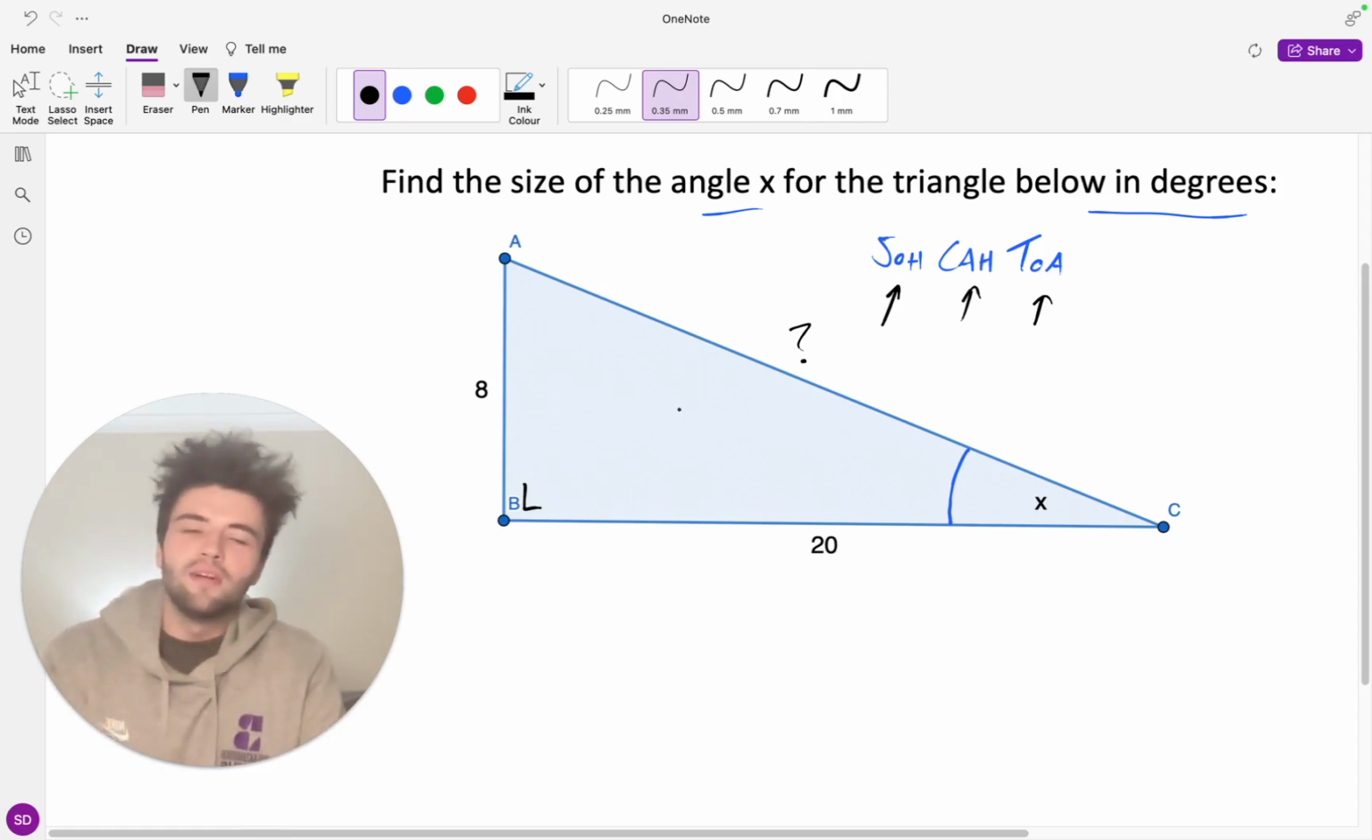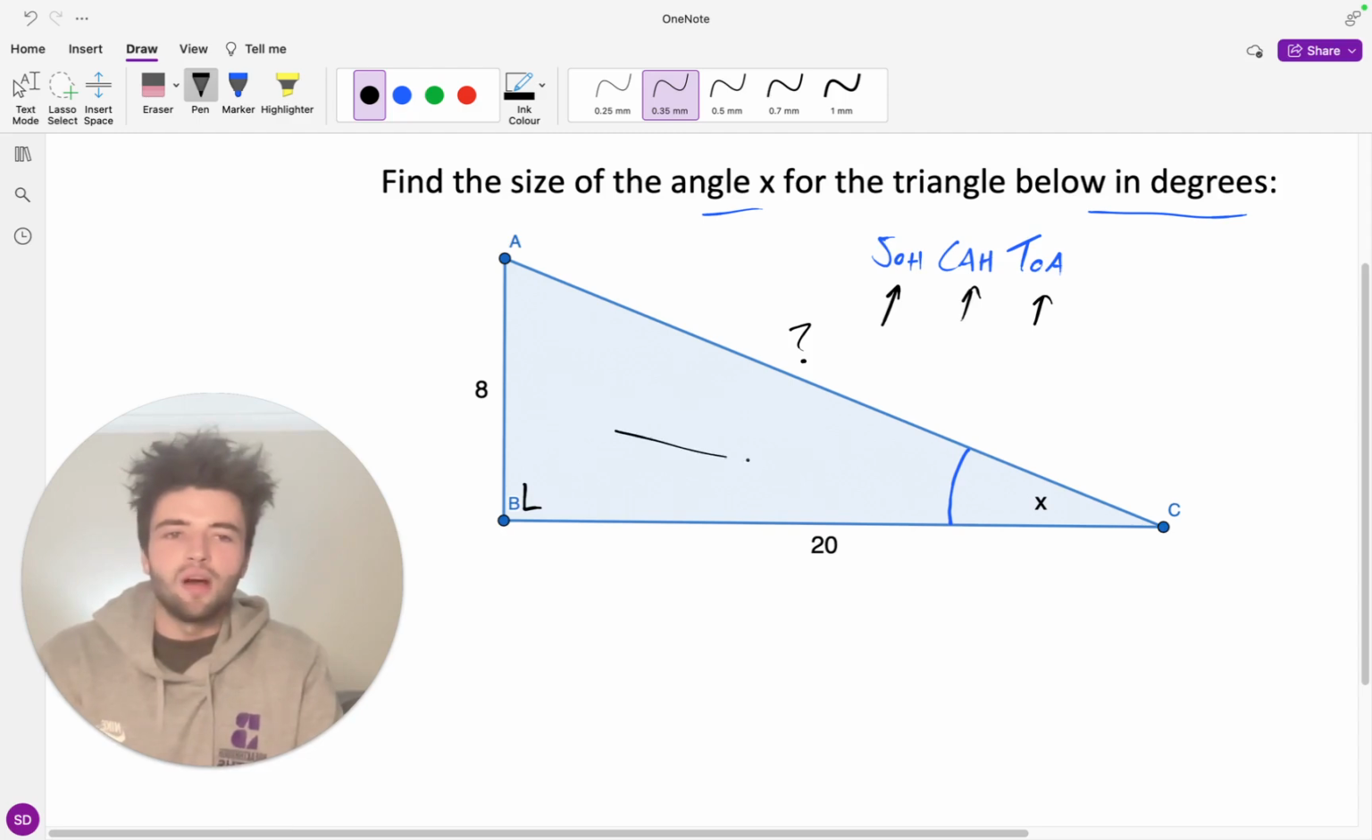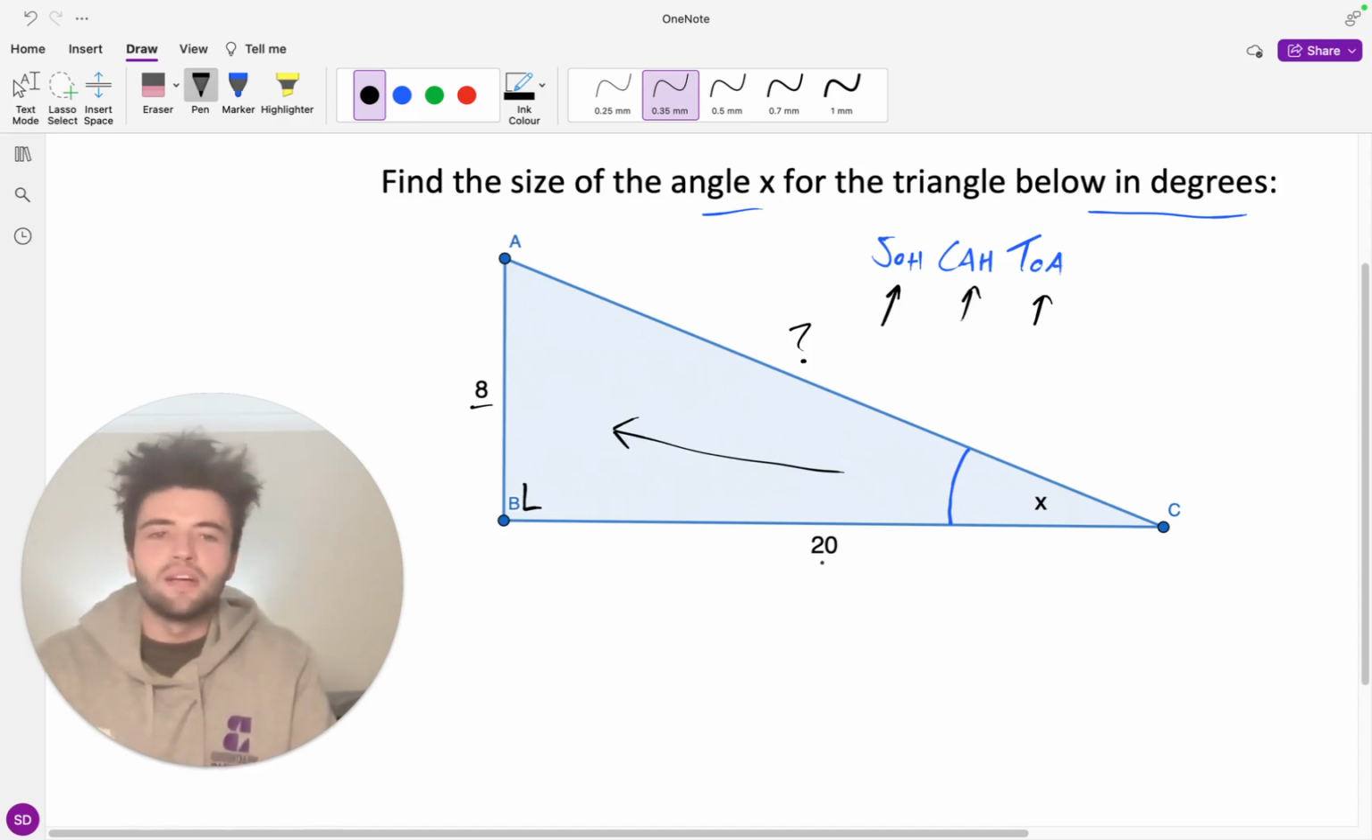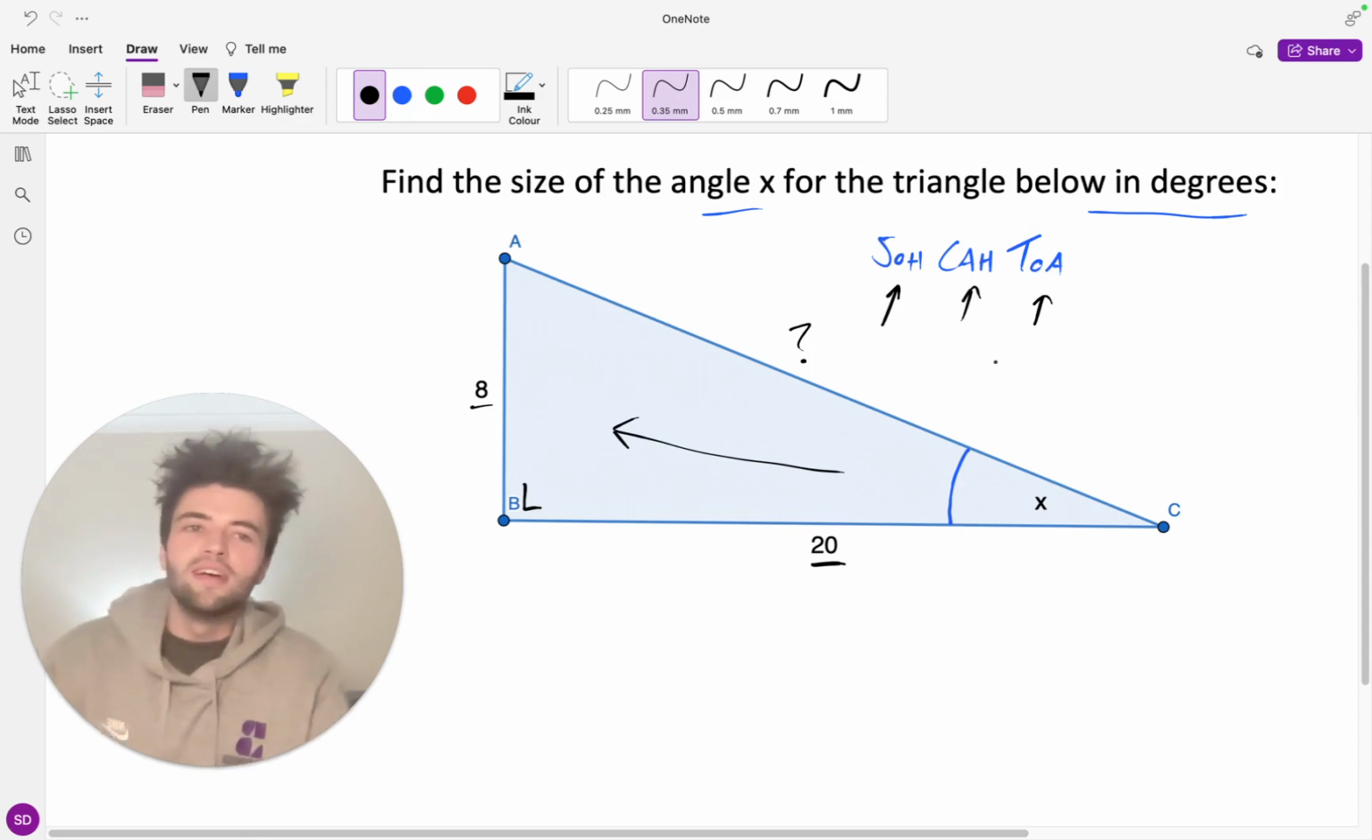And so if we look at what is opposite our angle, so if we look across from our angle, we see that the opposite side is going to be 8, so we can use that, and then the adjacent side, which is on the bottom here, is going to be 20. And so in this case, what we're going to be using is tan, so we're going to be using the opposite over the adjacent.